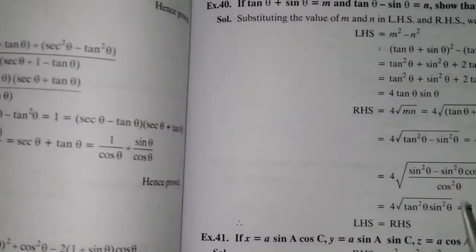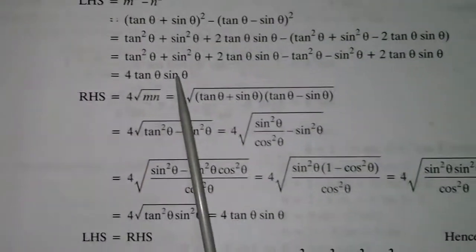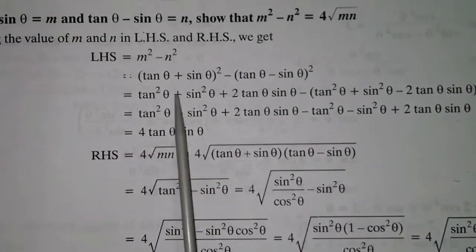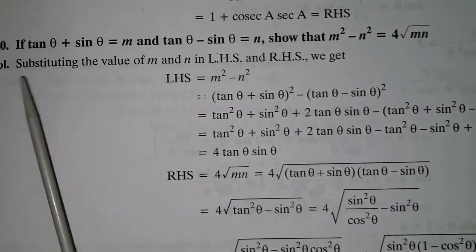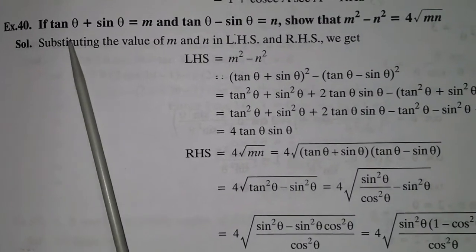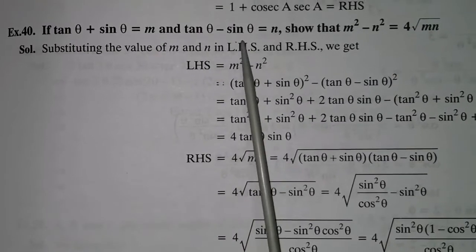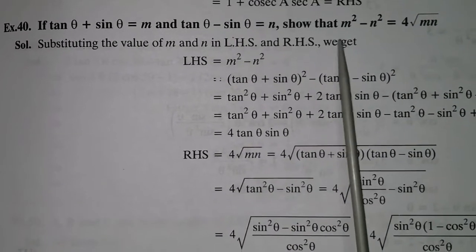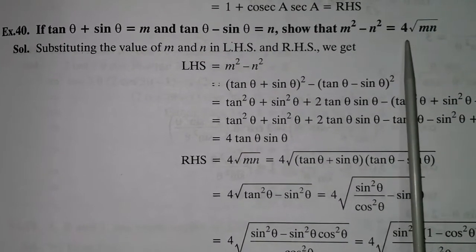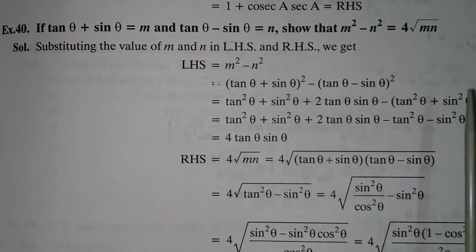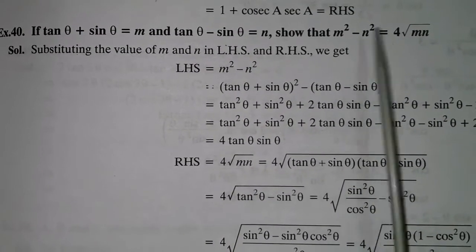Now students, because of lack of time I am proving these questions from my own book which I have written, right? So the next question is, if tan theta plus sin theta is equal to m and tan theta minus sin theta is equal to n, show that m square minus n square is equal to 4 root mn.